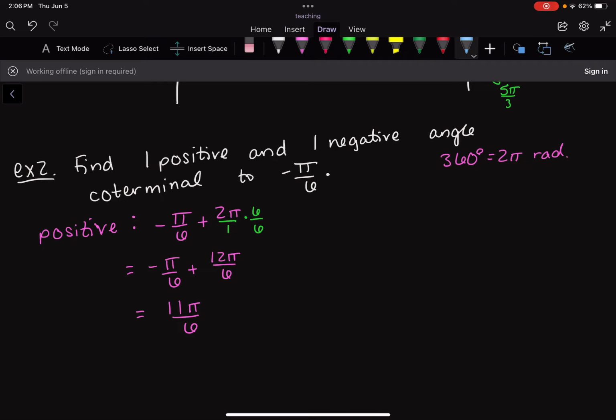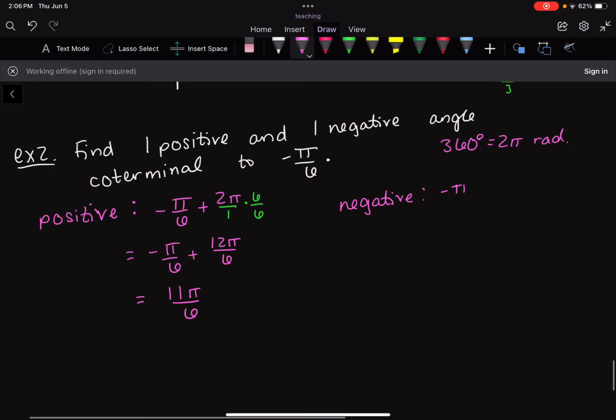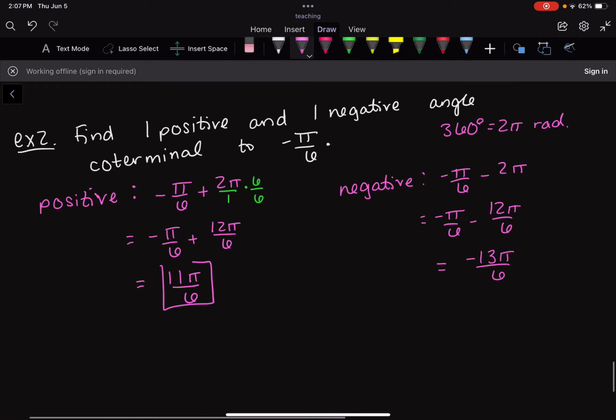Now just for practice, we'll go ahead and do a negative coterminal angle as well. So for that, we're going to subtract 2 pi. Again, I need the 2 pi to also have a denominator of 6, so that would be 12 pi over 6. I get negative 13 pi over 6. So here are my two coterminal angles.